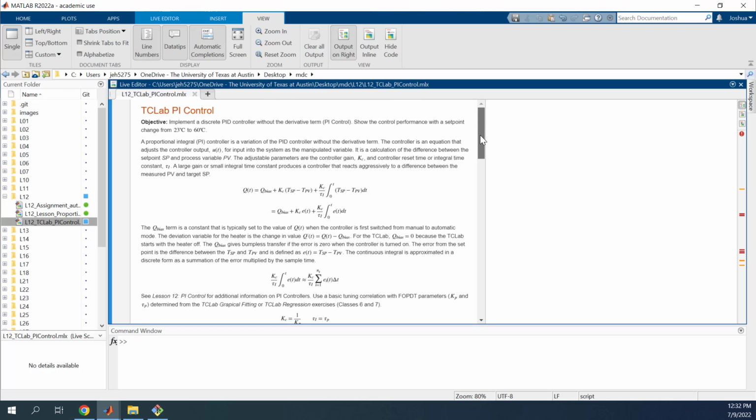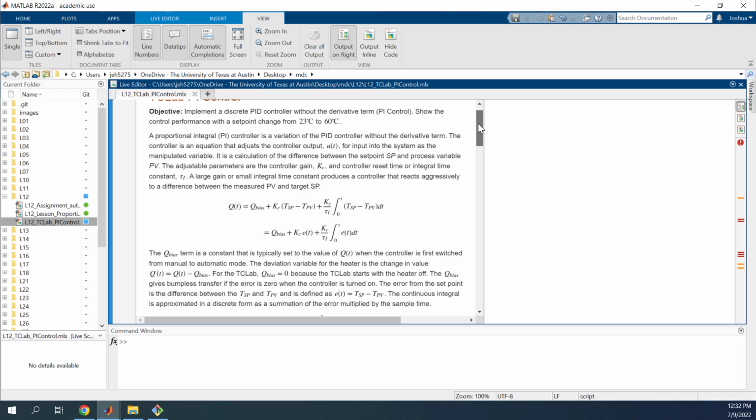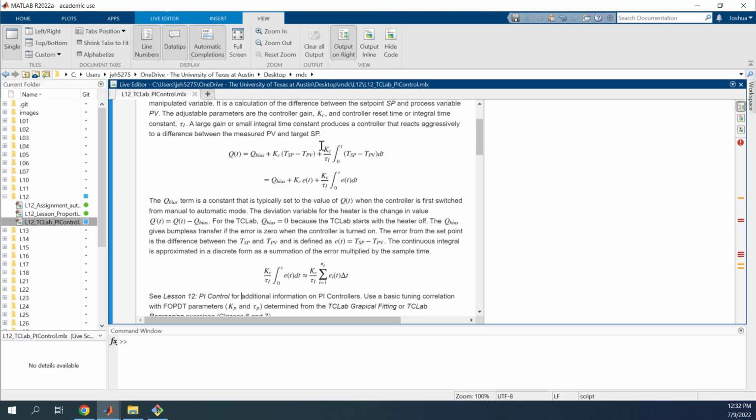The objective of this exercise is to start at 23 degrees, set our set point at 23 degrees, and make a step change to 60 degrees. We have three main things in our PI controller. We have our Q bias, we have our proportional term, which is the proportional gain, Kc, times the error, as well as Kc divided by tau I, which is the integral gain, integrating the error from 0 to time.